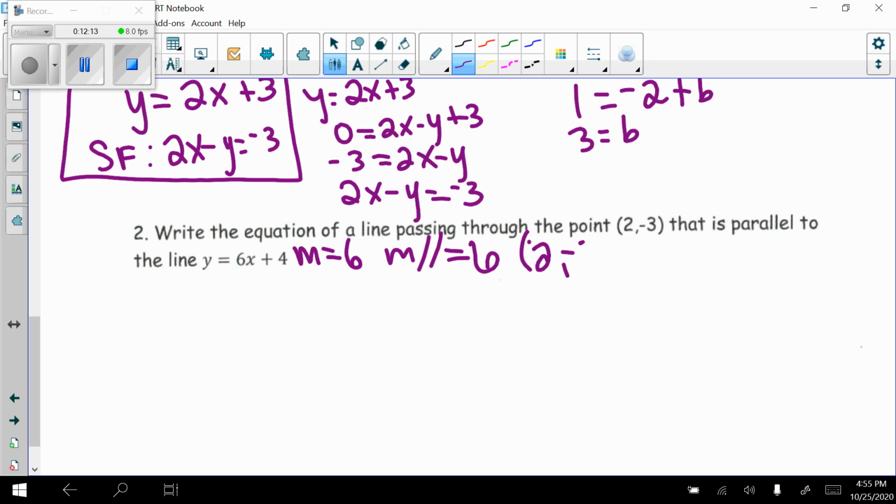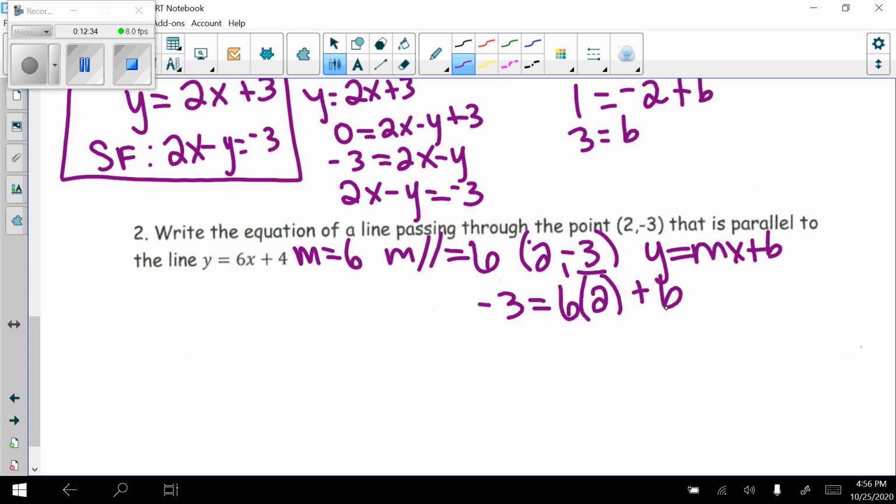Take the point they gave me, 2, negative 3. Replace y equals mx plus b and solve for b. So in place of y, I'm going to put the y value they gave me, negative 3, equals our parallel slope, 6, times the x value from the point, 2, plus b. We want to solve this equation for b. So I have negative 3 equals 6 times 2 is 12, plus b. We want to know what does b equal. So subtract 12 from both sides. So b is negative 15.